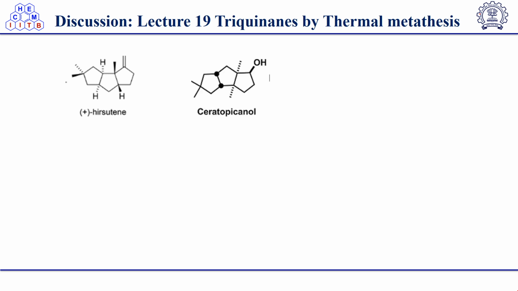Then the next molecule which we saw was ceratopicanol, which was isolated in 1988, and it has 5 contiguous stereocenters, that is also in cis anti-cis fashion. So in 1991, Mehta's group reported the first enantioselective total synthesis in 14 steps, starting from R-limonene, which is the chiral pool for this total synthesis.